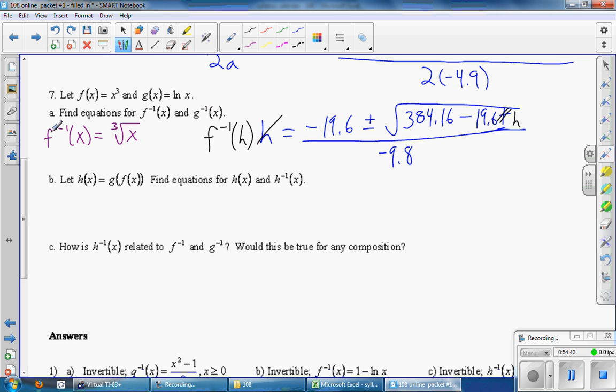And then g inverse of x. What's the opposite of ln of x? It's e to the x. We know that's the inverse.